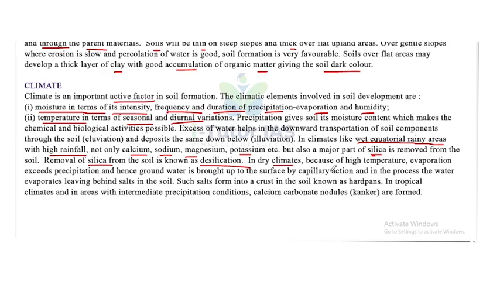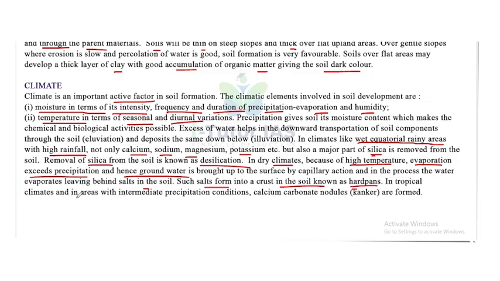In dry climates, because of high temperature, evaporation exceeds precipitation, and hence groundwater is brought up to the surface by capillary action, and in the process the water evaporates, leaving behind the salt in the soil. Such salts form into a crust in the soil known as hardpans.